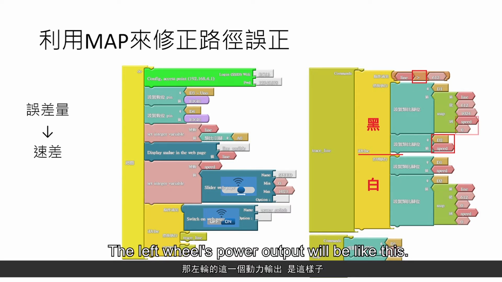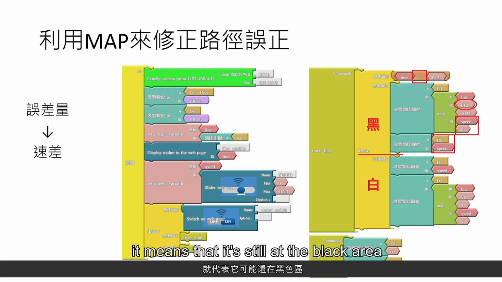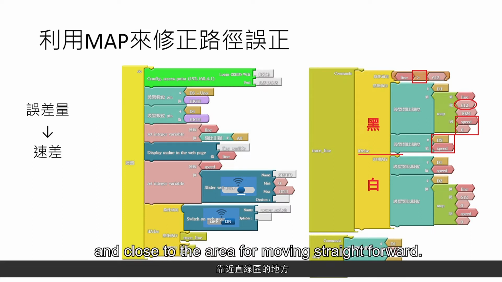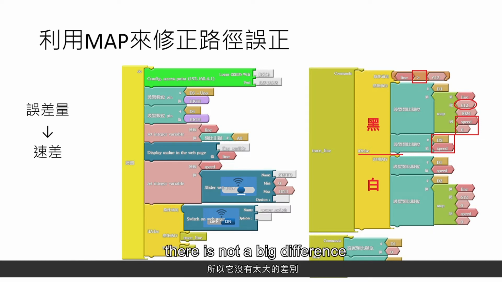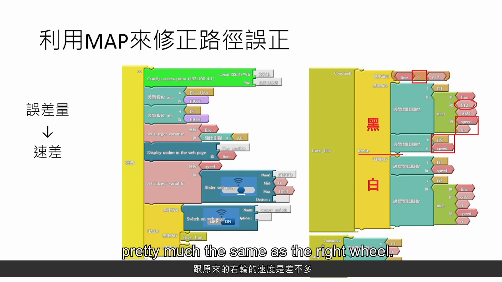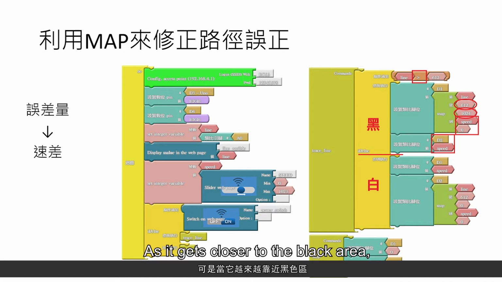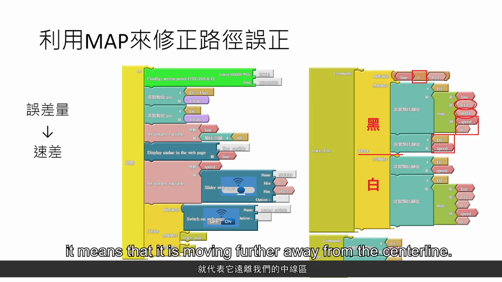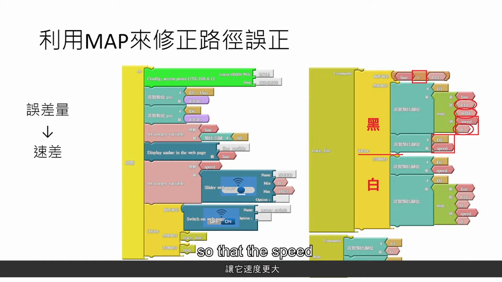The left wheel's power output will be like this. When it is at 612 or close to it, it means that it's still at the black area and close to the area for moving straight forward. It is close to the black and white area. There's not a big difference, so its speed is pretty much the same as the right wheel. As it gets closer to the black area, the reading becomes larger. It means that it is moving further away from the center line. We will require a greater speed difference, so that the speed and turning are bigger, so it approaches 0.